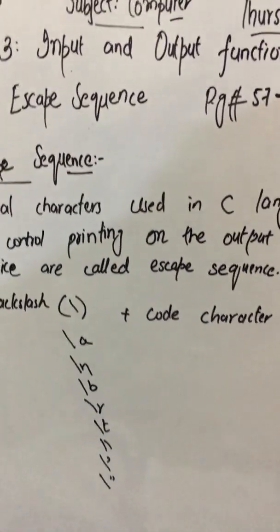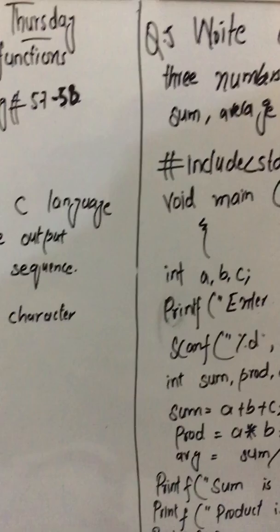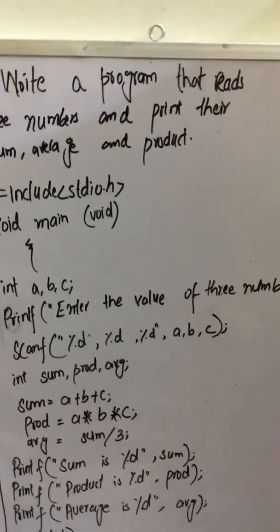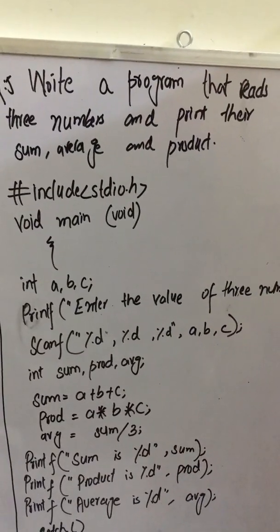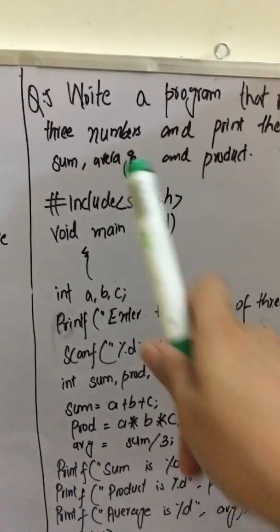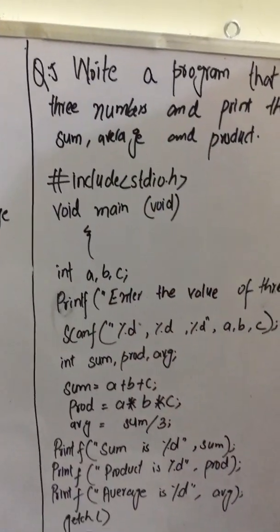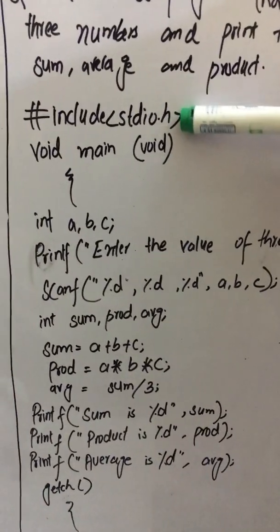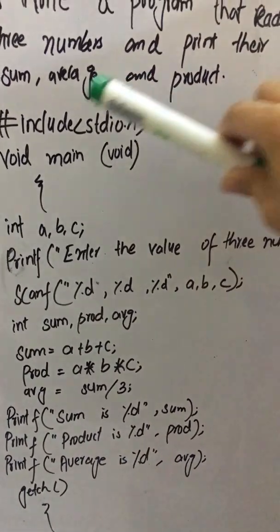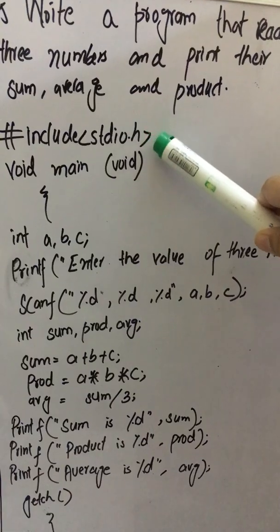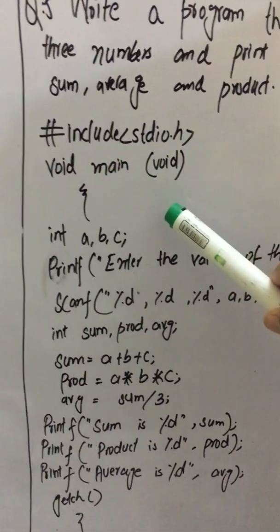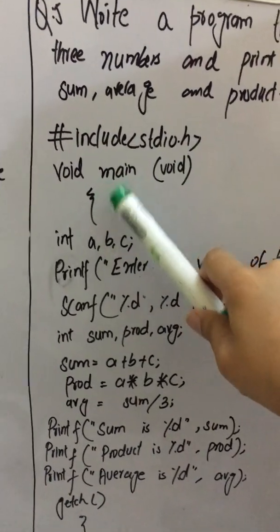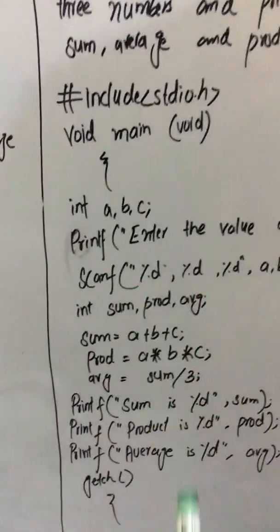Now let's solve one of the example programs. In our exercise, question number 5 is: write a program that reads three numbers and prints their sum, average and product. So students, as we have already understood these lines of code from our chapter 2, that is #include <stdio.h>, this is our header file, void main(void), this is our main function, and then this brace means that our main function has started.